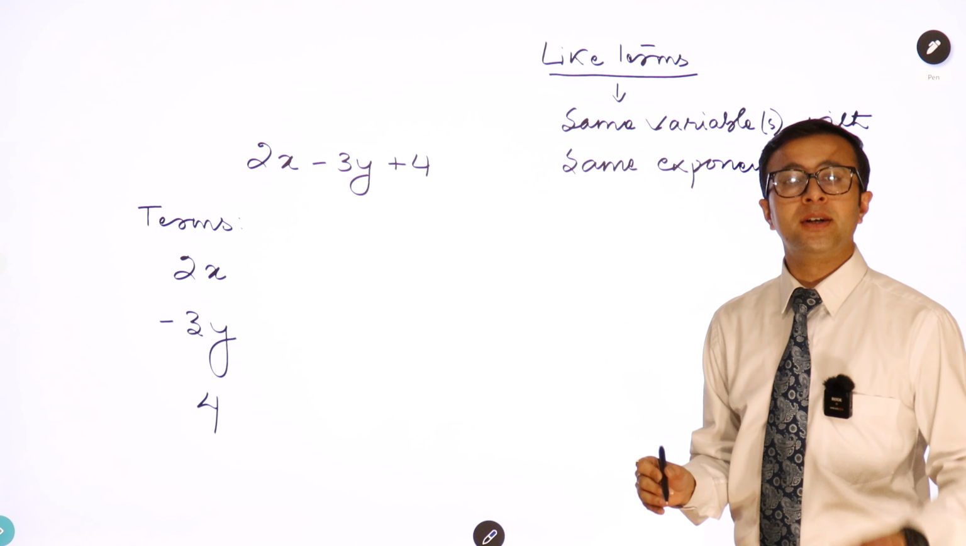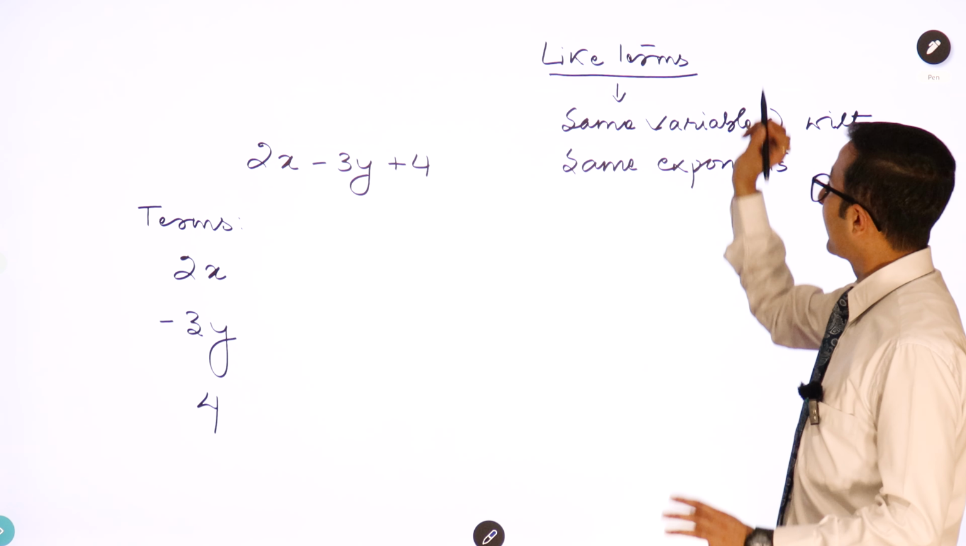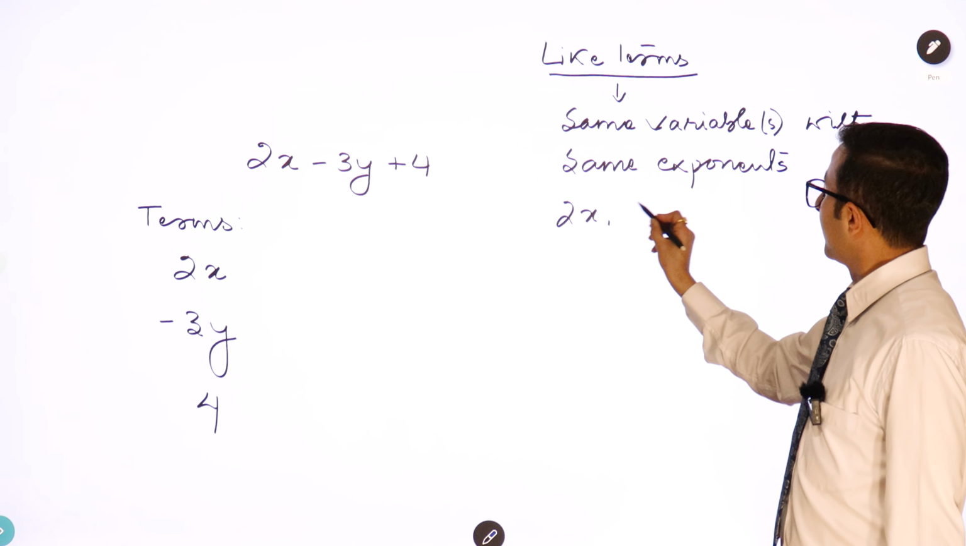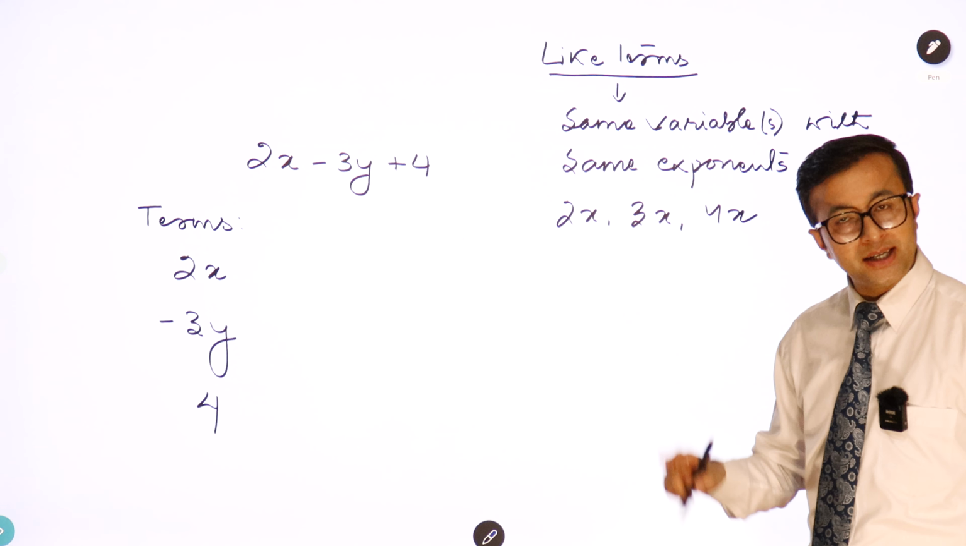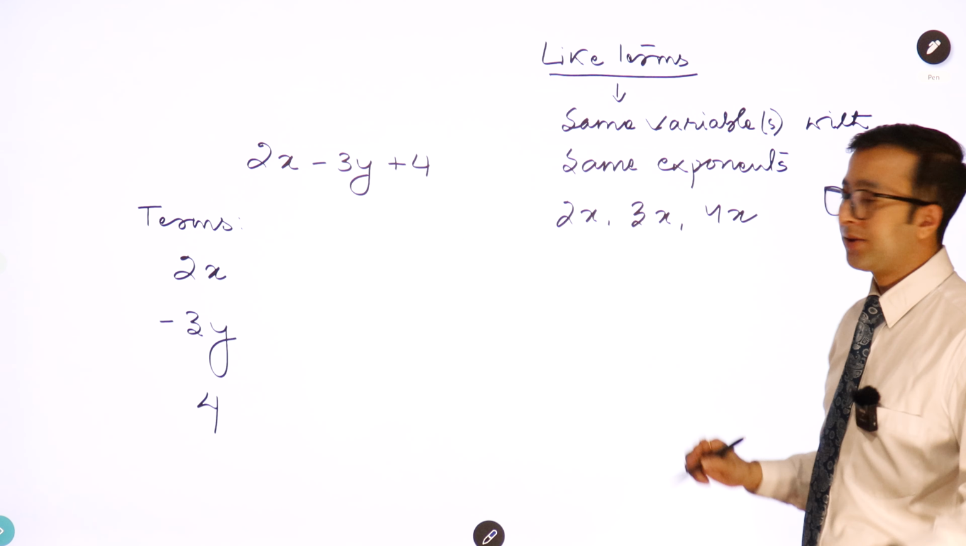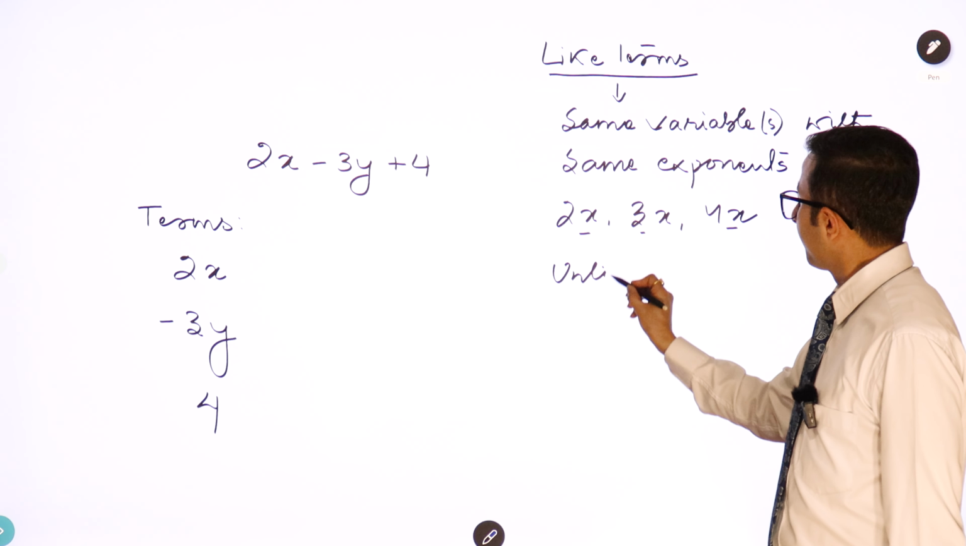Exponent or exponents, meaning same variable with same power, then we can say that they are like terms, just like this 2x, 3x, 4x. These all are like terms because you can see that the variable is x and the power of x is 1. So these all are like terms.